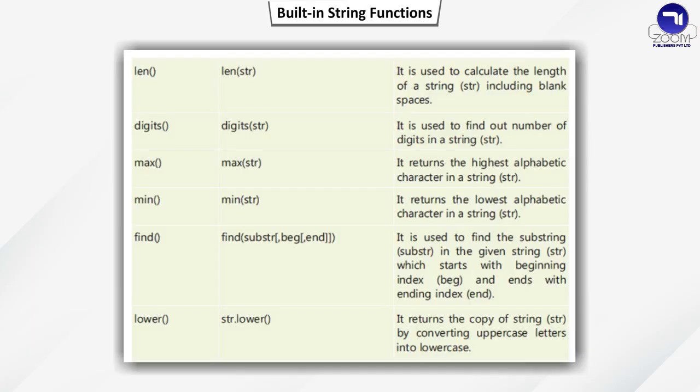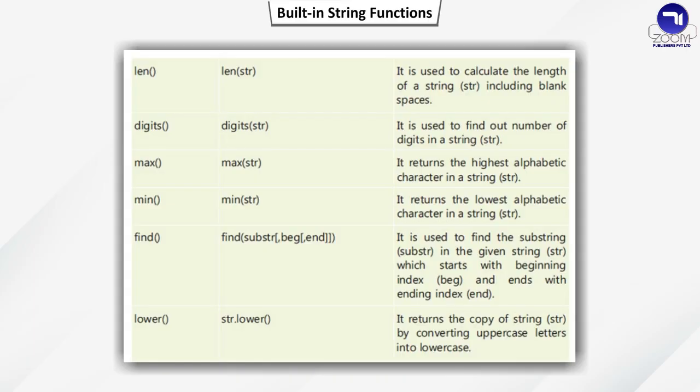Len str. It is used to calculate the length of a string str, including blank spaces. Digits str. It is used to find out number of digits in a string str. Max str. It returns the highest alphabetic character in a string str. Min str. It returns the lowest alphabetic character in a string str.